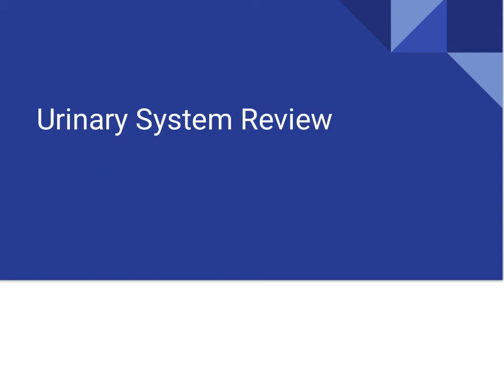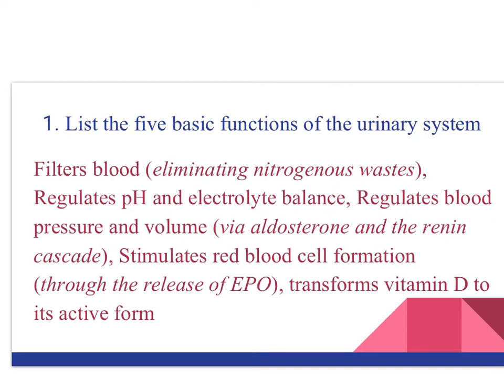Here we go with the urinary system review. Pretty straightforward. You need to be able to identify the functions of the urinary system. So first of all, I think it's clear it filters blood. Lately we've talked about regulating the pH by secreting or absorbing hydrogen ions. We've also talked about electrolyte balances like sodium, potassium.